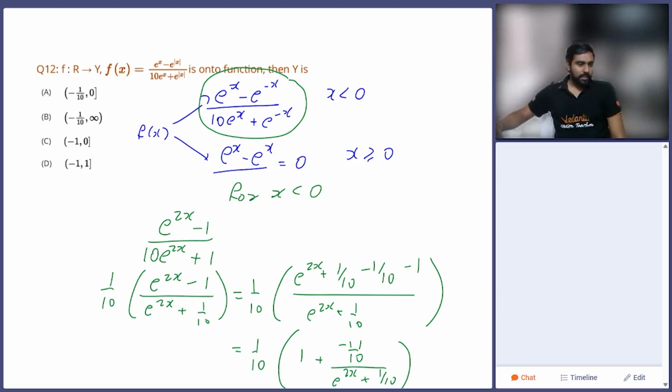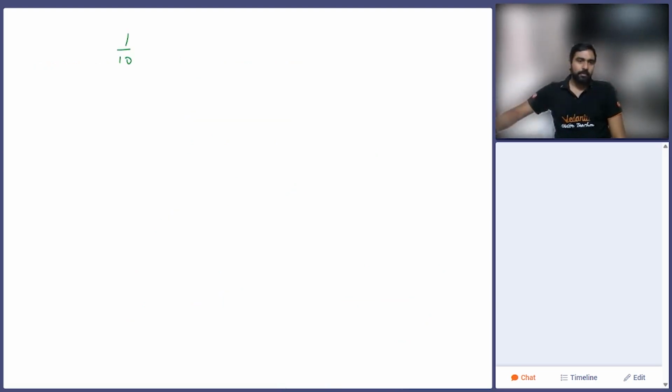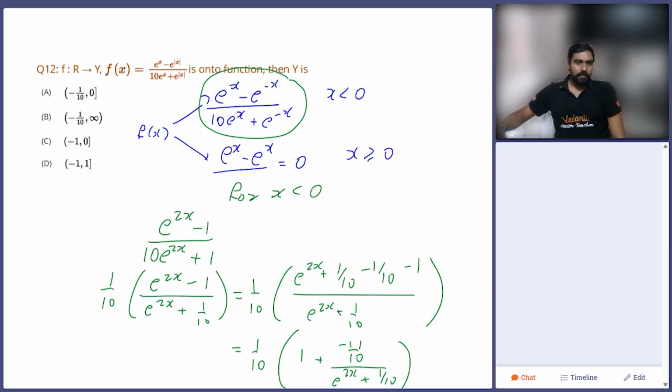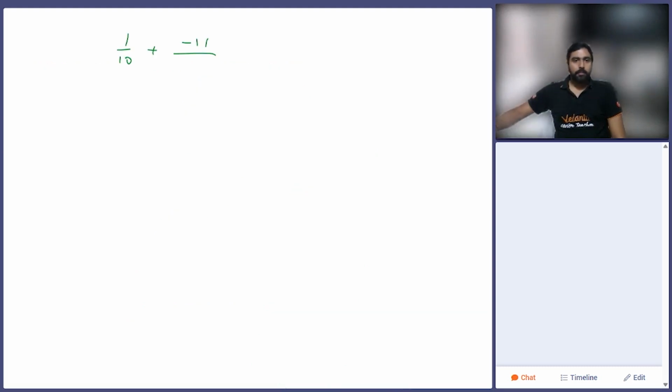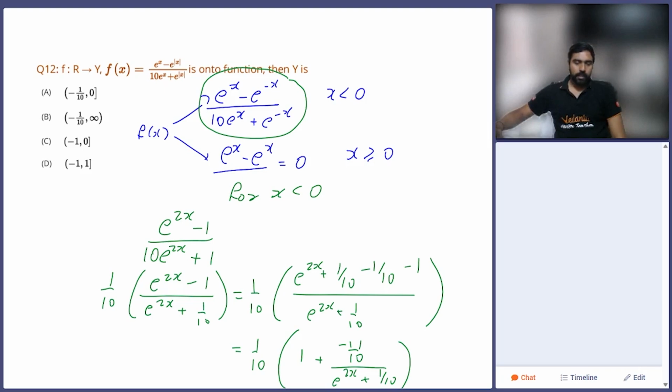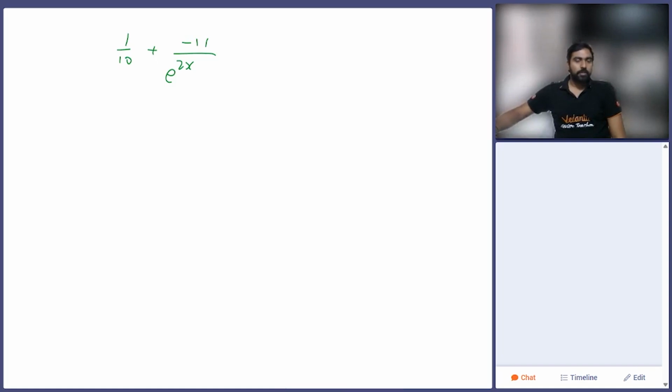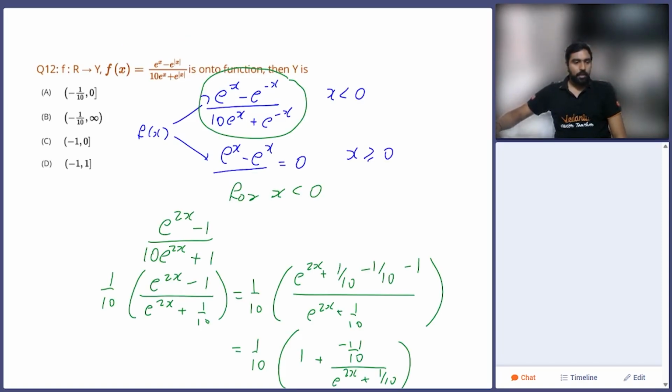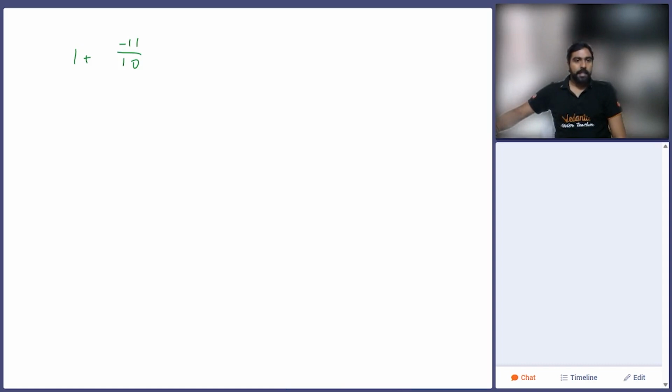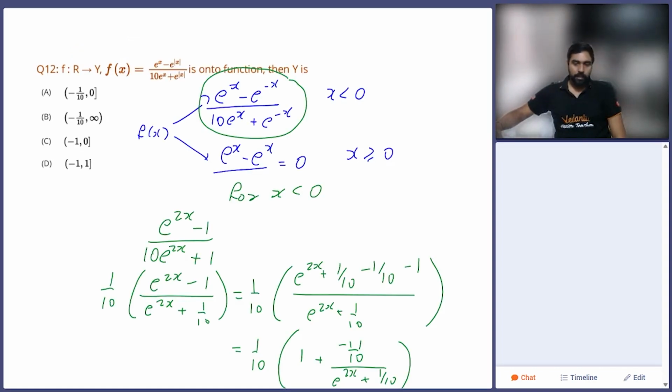So then what is this? If I introduce back the 1/10, what does it become? Oh no, that 10 and 10 will actually not get cancelled now. Okay, let's keep that aside for now. Let's just focus on the part that we have inside, which is 1 plus (-11/10) divided by (e^(2x) + 1/10).